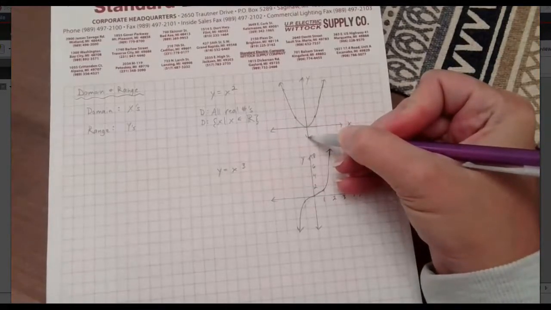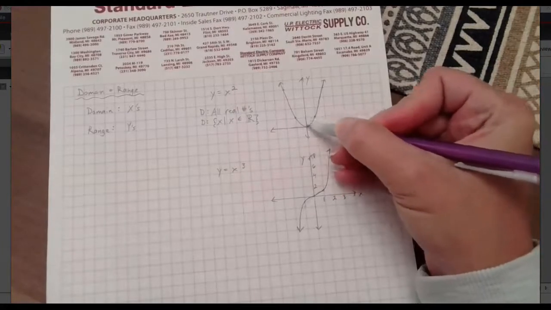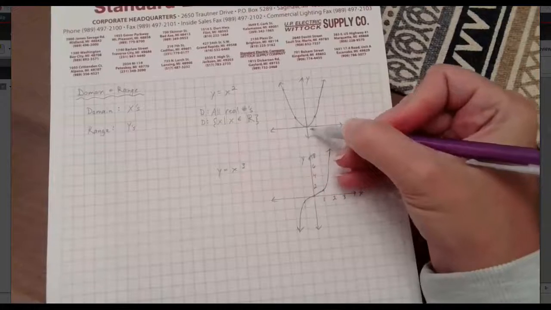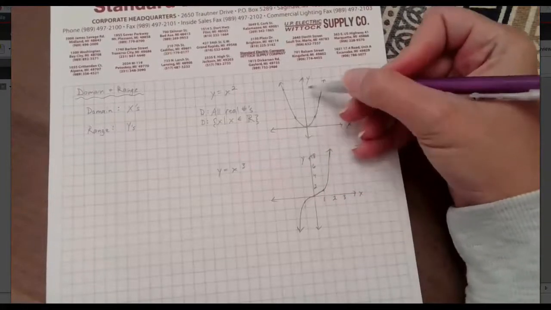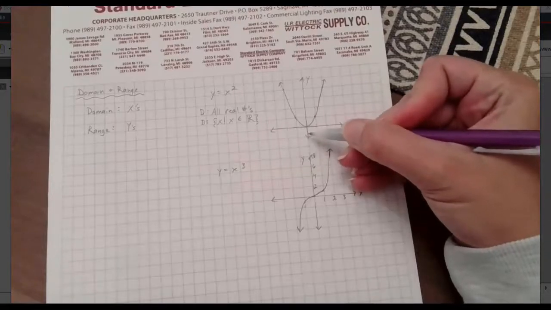We do not. Since this is a parabola, because it has a vertex, it turned around and went back up again, we have no values down here. So I don't want to say all real numbers, because that's not true. The only numbers that actually work are zero and the positive numbers, and I've got no part of my graph extending below the axis here, so I've got no negative y values.